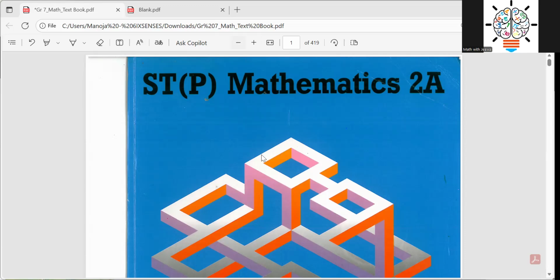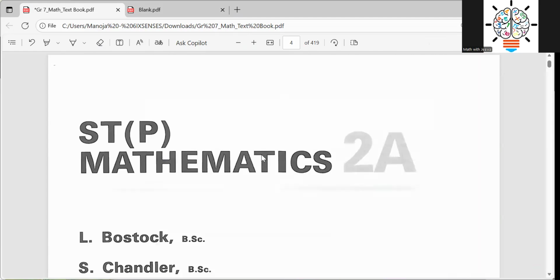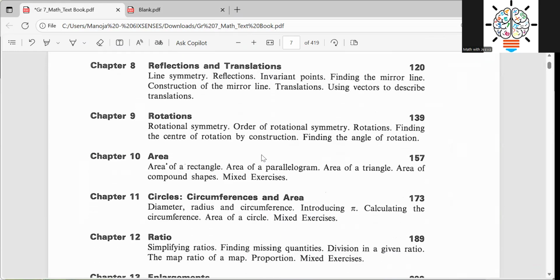This is a lesson where most of the students find difficulty. Why? They don't understand the concept behind this, right? I will help you to get this done. So that is chapter 11, circles, circumference and area.